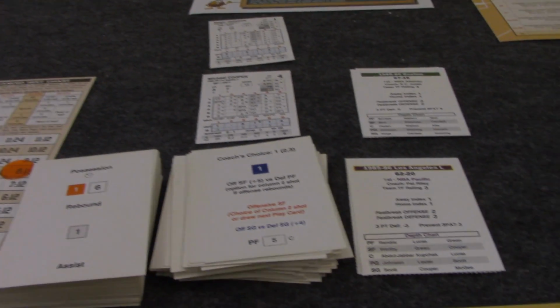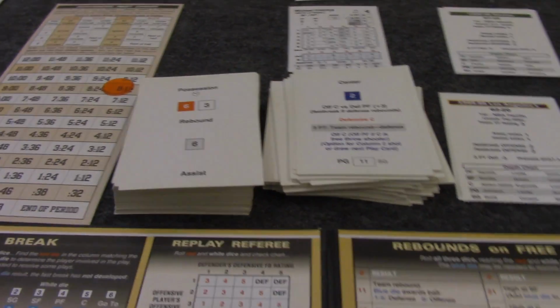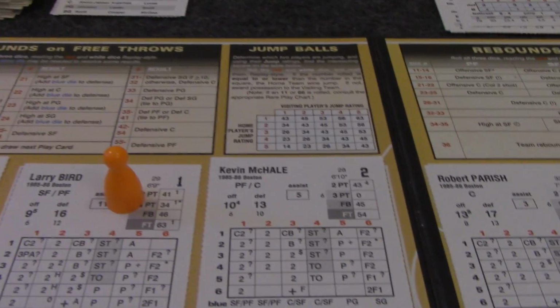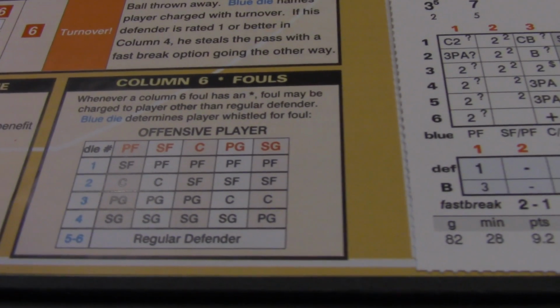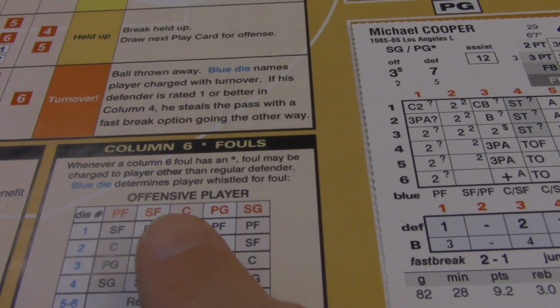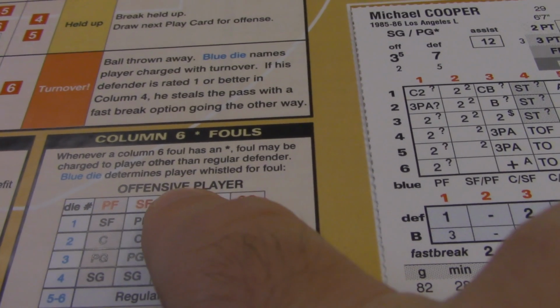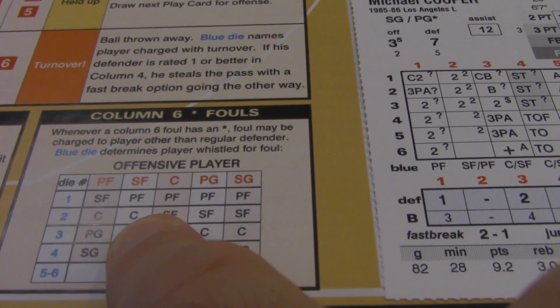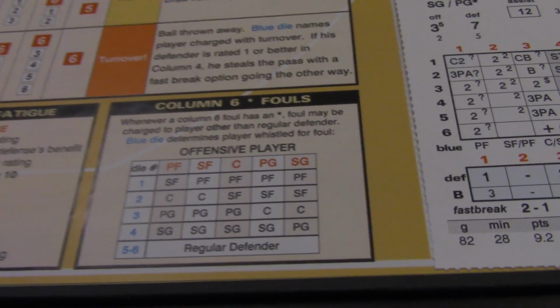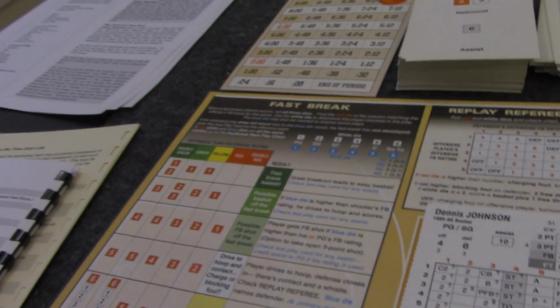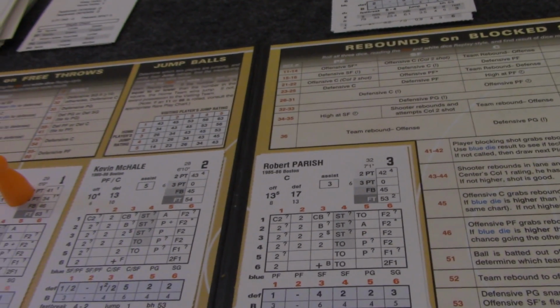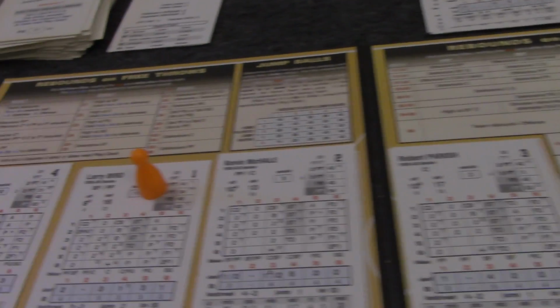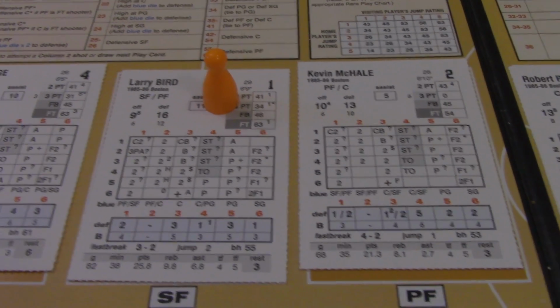So Boston ball, Bird gets it, and it's a 6-3, and this is an F2 with the asterisk. And what that means, we just go down to this chart here, and the blue die was a 2, so we look at the small forward, and at 2, he gets fouled by the center, which is Lucas. So the Lakers are actually already in the penalty. Lucas picks up his first foul, and Bird will go to the line for 2.